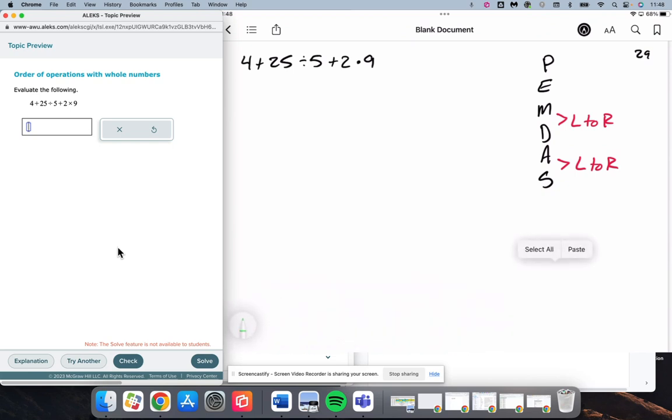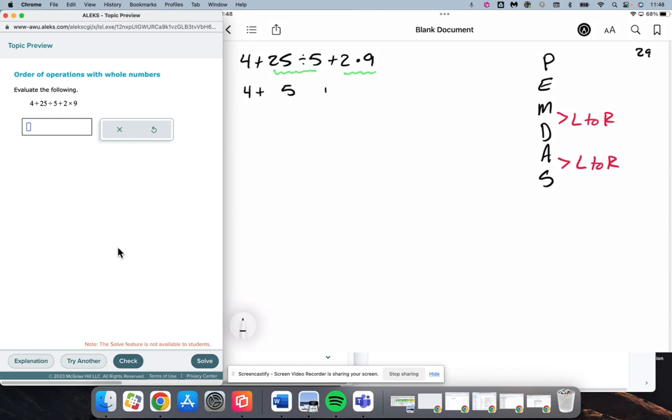Parentheses, there are none. Exponents, there are none. Multiplication and division, we have both. I'm going to do the division first because it's on the left. So we'll have 4 plus 5 plus 2 times 9. Now, some of you may be doing these thinking, well, I'm doing multiplication first and I'm getting the same answer that you are. That's great. There are certain problem types that if you do that, you're going to get it wrong. So I would follow the order of operations and do multiplication or division from left to right, and the same thing for addition and subtraction.